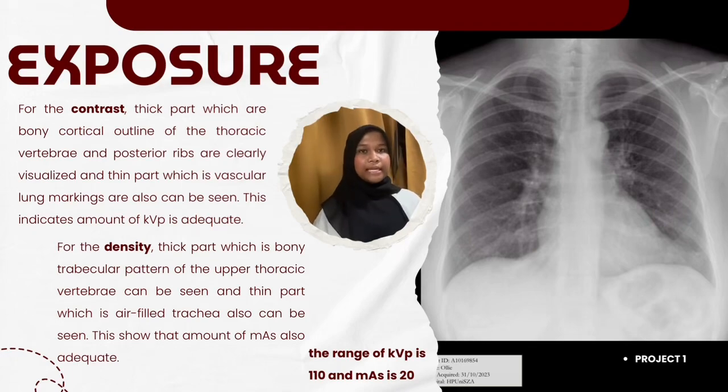For the density, the thick part, which is the bony trabecular pattern of the upper thoracic vertebrae, can be seen, and the thin part, which is the air-filled trachea, can also be seen. This shows the amount of mAs is also adequate. The range of kVp is about 110, and for the mAs it is 20.